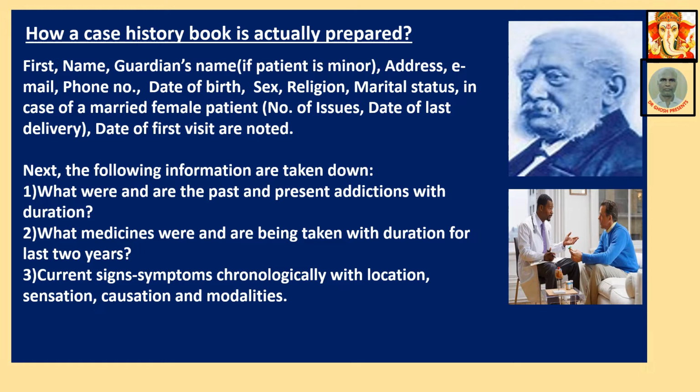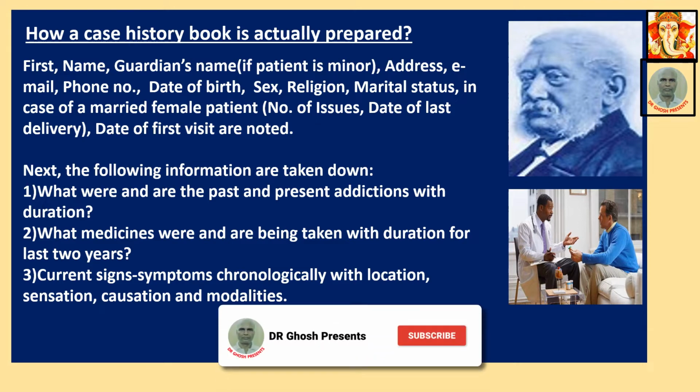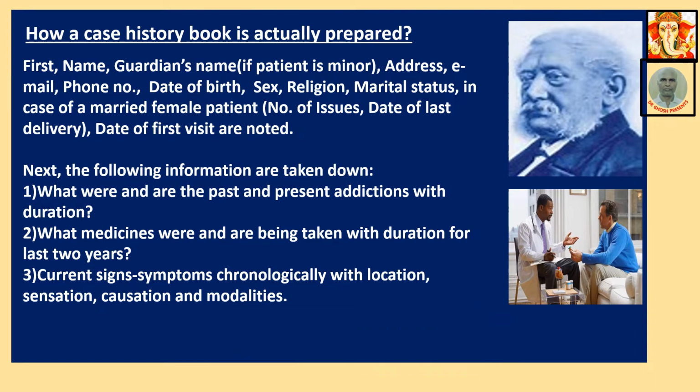Number three, current signs and symptoms chronologically with location, sensation, causation and modality. Location means where the symptom is felt or noted. Sensation means how it feels to the patient. Causation means how it is caused. What is the cause? How does it happen? Modalities mean when it aggravates, under what circumstances it aggravates, and under what circumstances it ameliorates.